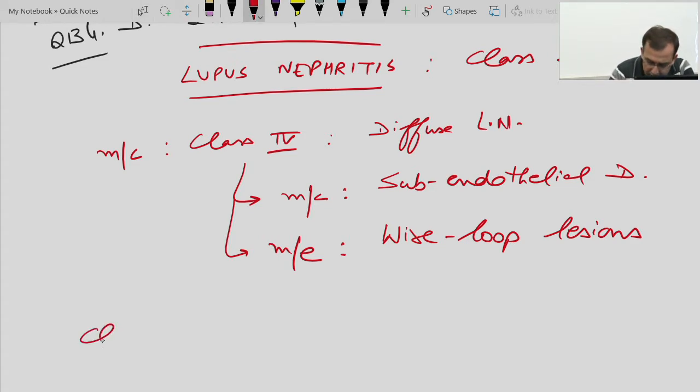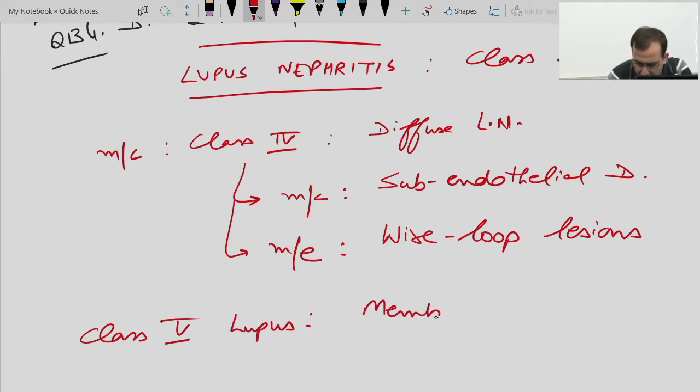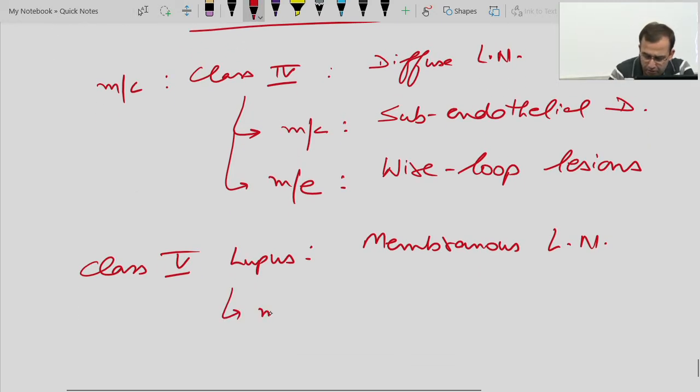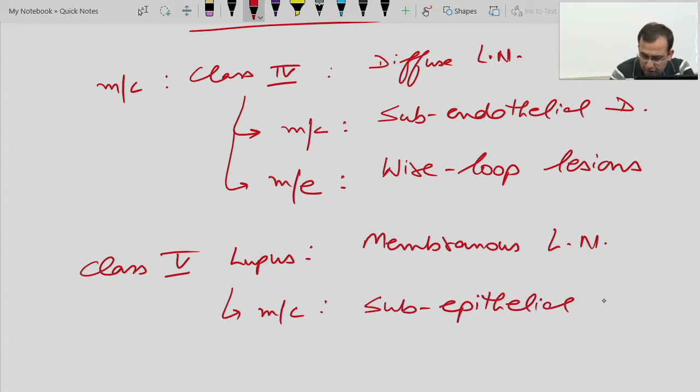Next, class 5 lupus, which is called membranous lupus nephritis. The most common site of deposit is subepithelial.